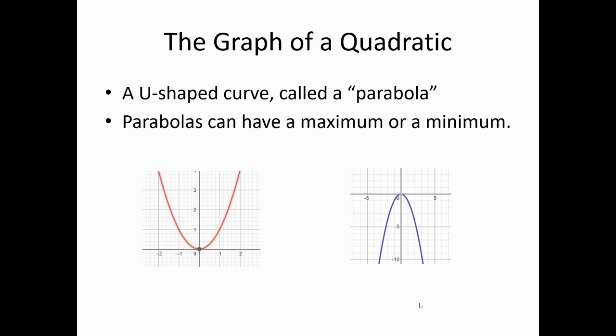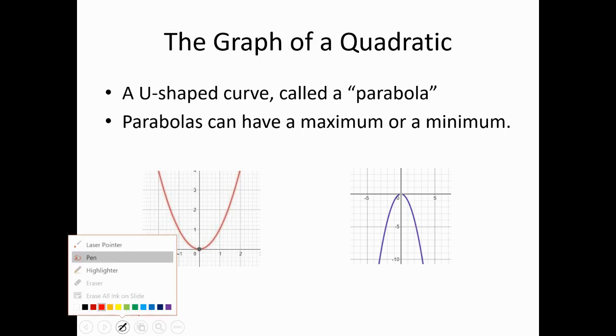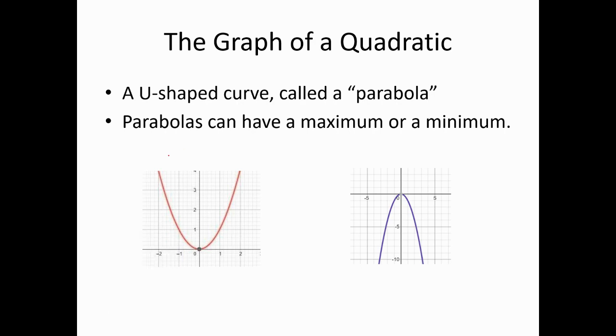So I'm going to add a little bit to the picture here. For this first one, the red shape, at the ends of the graph these would be essentially arrows, meaning it does continue forever. In this case, for the red one, it goes up and up forever. We would say this one opens up, because it goes forever in the up direction. Then this point down here at the bottom, we call this the vertex.